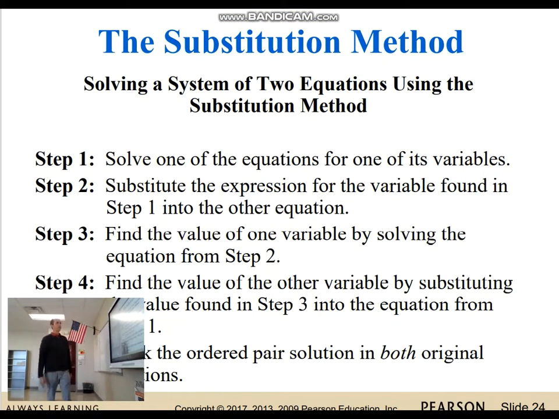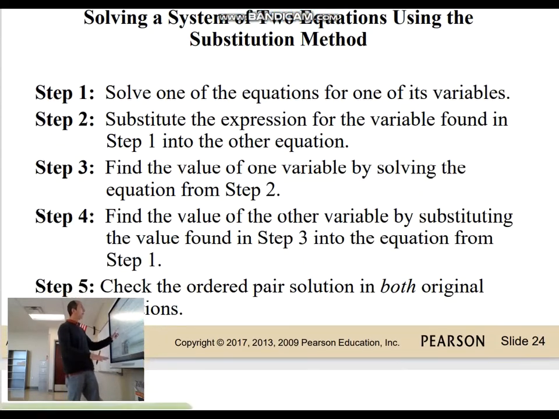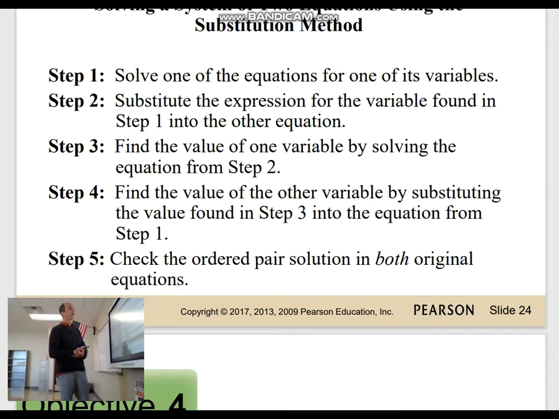Step by step for the substitution method. Step number 1, solve one of the equations for one of its variables. Step number 2, substitute the expression for the variable found in step 1. Step 3, find the value of one variable by solving the equation from step 2. And step 4, find the value of the other variable by substituting the value found in step 3 into the equation from step 1. And step 5, check the ordered pair solution in both original equations.